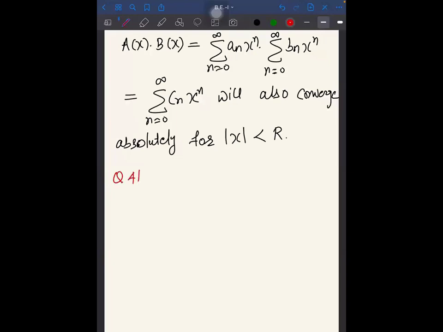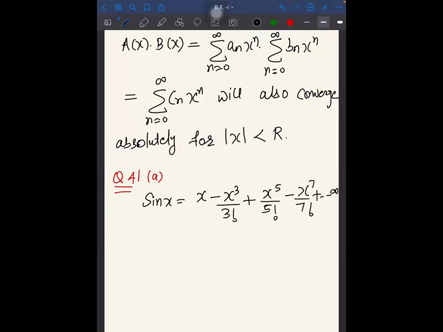Question number 41, A part. We have the series sin x is equal to x minus x cubed by 3 factorial plus x to the power 5 by 5 factorial minus x to the power 7 by 7 factorial plus so on up to infinity. Everyone knows that this is the series for sin x. It converges to sin x for all x, right? It is true for all x. So our first question is what?